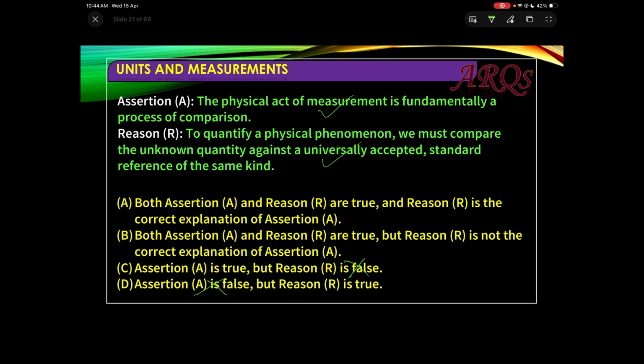Now between A and B as before. Do you think the reason is the correct explanation for A? Yes. We make measurement for what purpose? To compare an unknown quantity against a standard unit. So A is the correct choice.